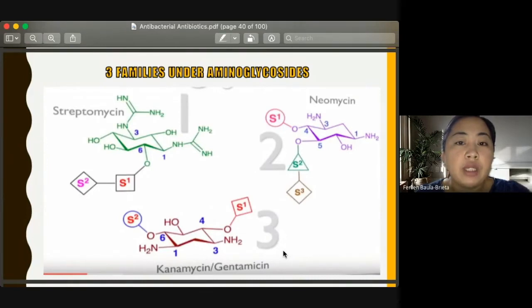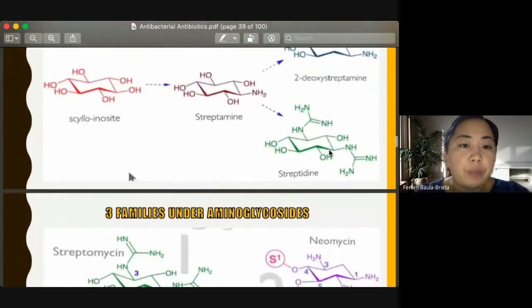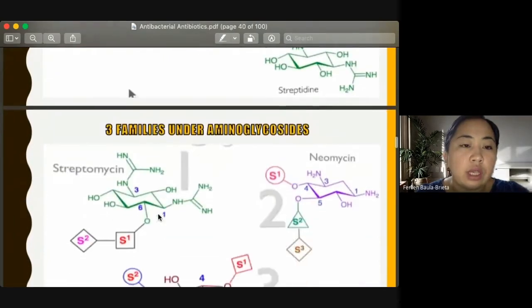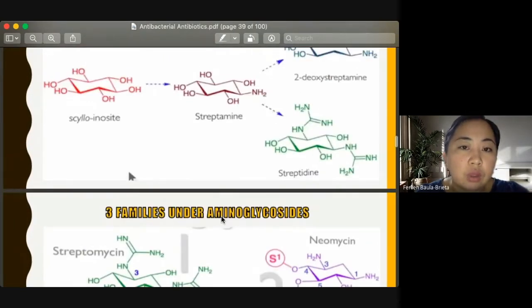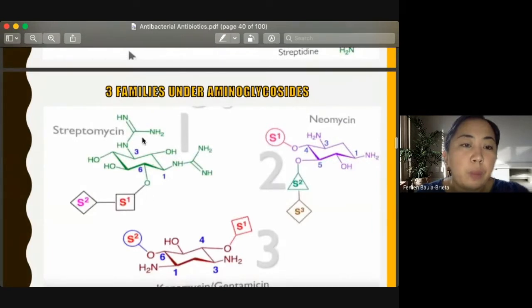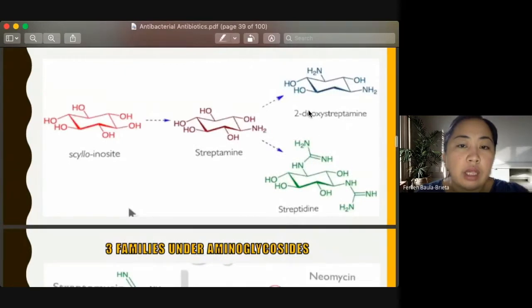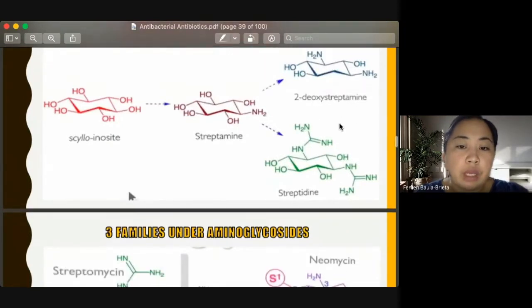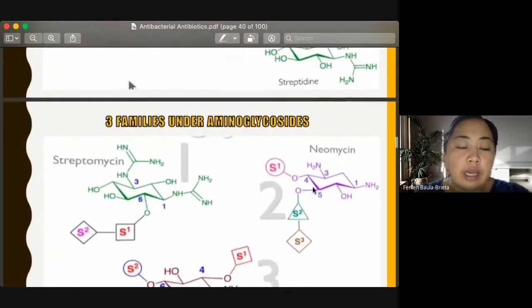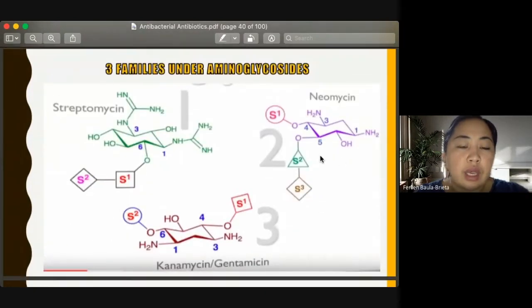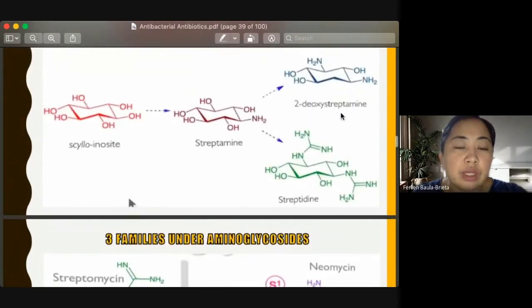So we have three families under aminoglycoside. It depends on our aglycone. The streptidine aglycone comprises the streptomycin family. And then 2-deoxystreptamine will have the neomycin family. And then we also have the kanamycin and the gentamicin family following the streptamine aglycone.